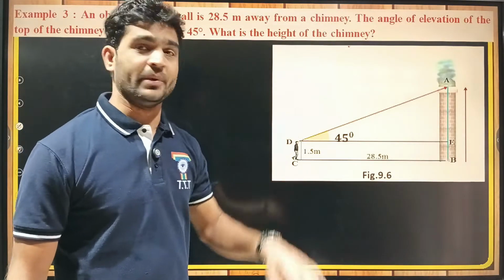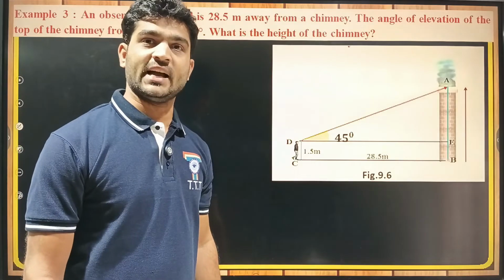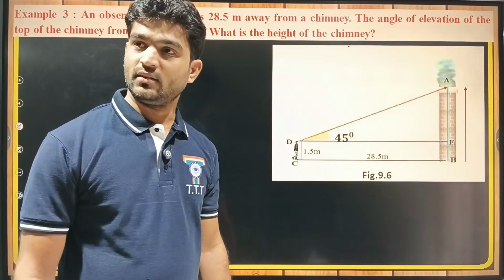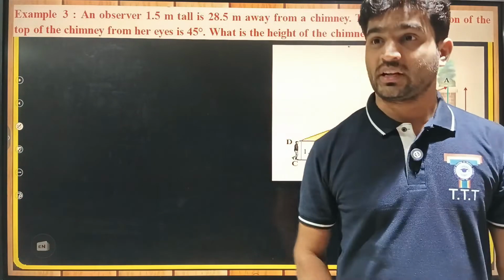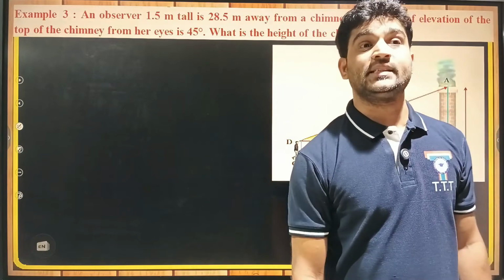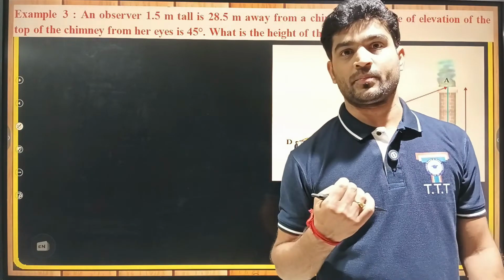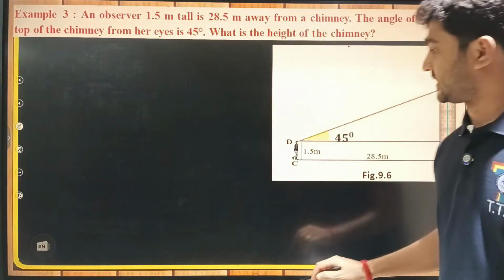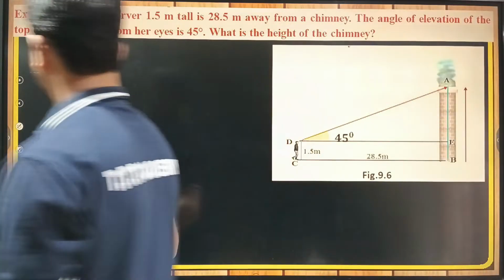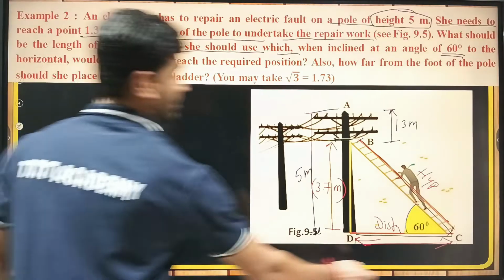What is the height of the chimney? Because the height of the observer is given, we need to consider the height of the observer. If you want to consider the height of the observer, what will the question be? Observe quickly. Example 3.